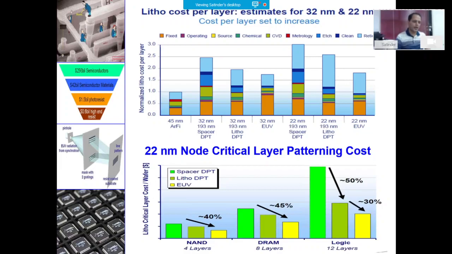Here you can see that in the case of NAND, DRAM and logic, when we talk about EUV, it is 30% less. Litho double patterning is higher than that, and spacer double patterning is much, much higher. It is higher for logic, higher for DRAM, and higher for NAND. So from here it is clear that the only option for bulk production, for low cost and high performance electronics, is EUV. When EUV is successful, that day we are going to get the smallest transistor at lower cost, with high performance.